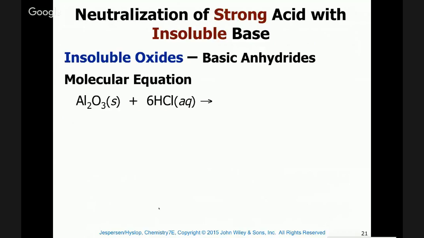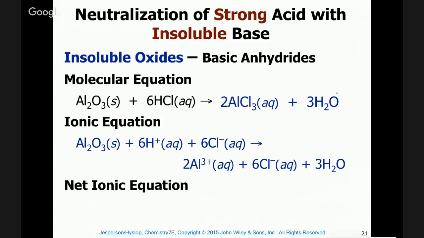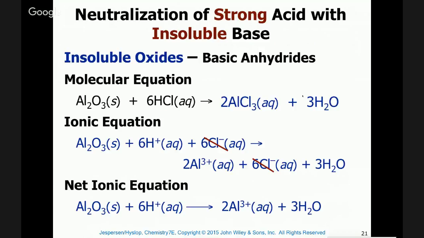Insoluble oxides, basic anhydrides. We have aluminum oxide forming aluminum chloride and water. Our ionic equation. So we remove our spectator ions, left with aluminum oxide and hydrogen, yielding aluminum and water.